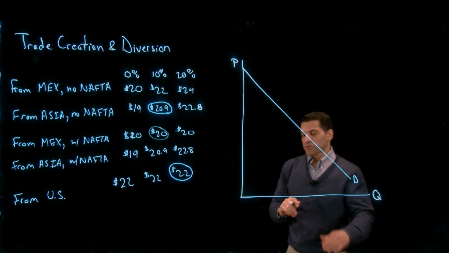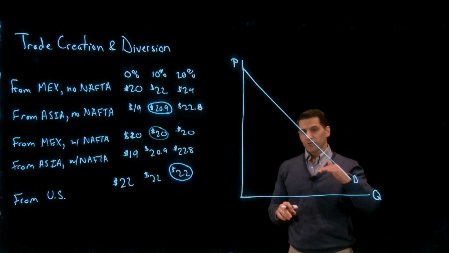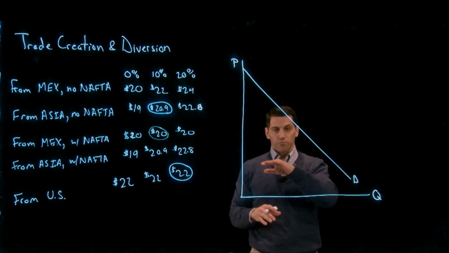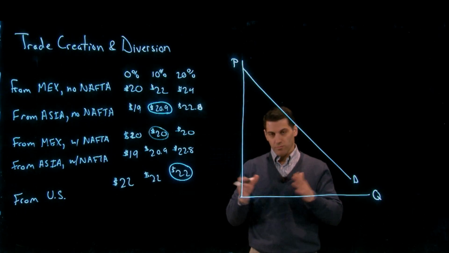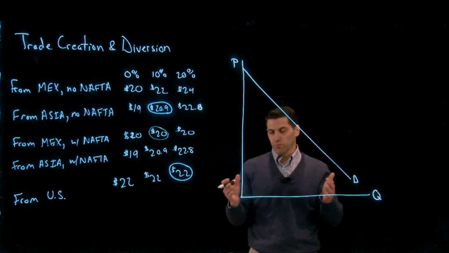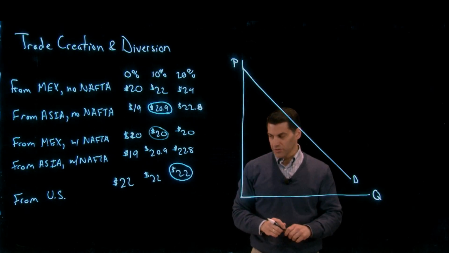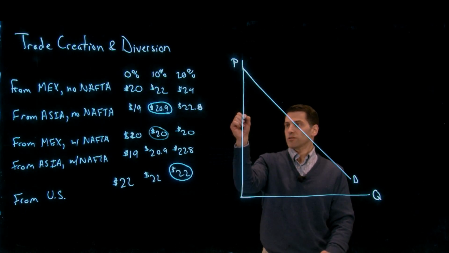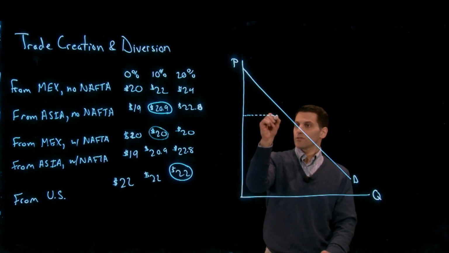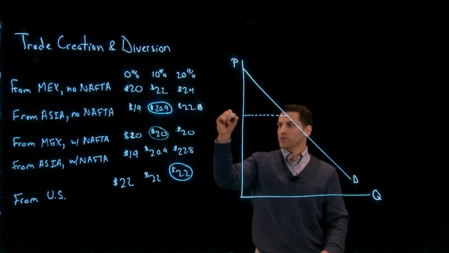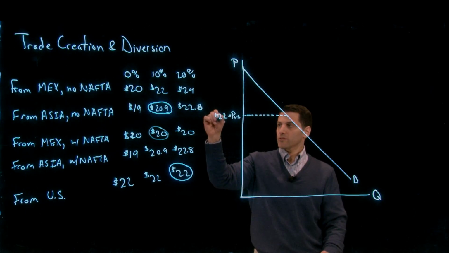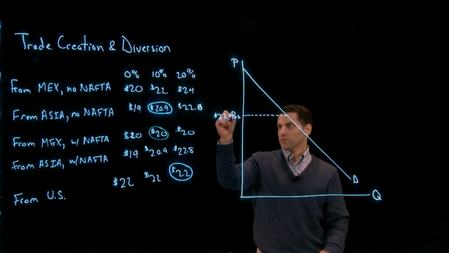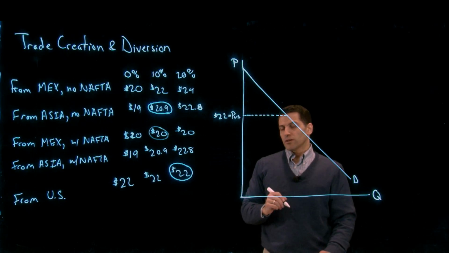And now instead of upward sloping supply curves, we're just going to have these horizontal prices, where we're saying, look, this is the price. Domestic consumers can buy as much as they want at whatever price we have here. So what are the relevant prices? We'll put the US price here. That's the price of the US produced goods, which is $22.